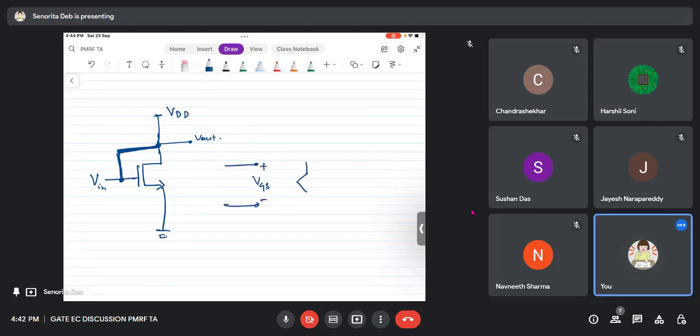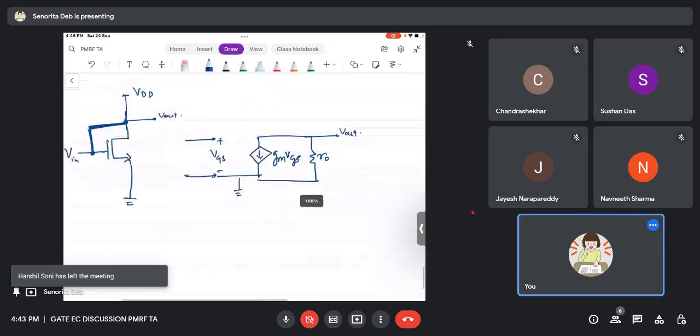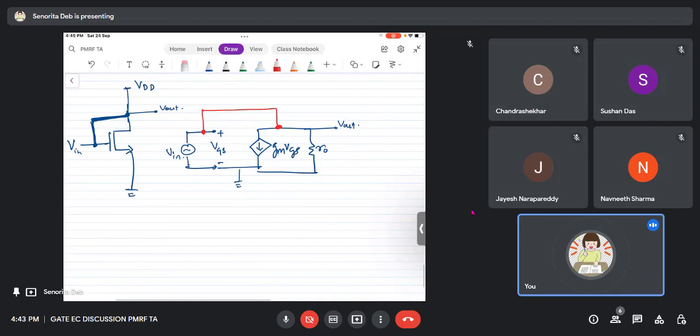So let me draw. And here I am saying that there is some input as well, right? So now the gate and drain is going to be short. Okay, the gate and drain is short, you can see it.